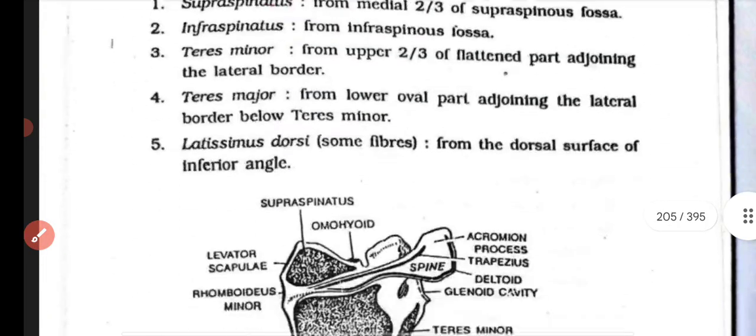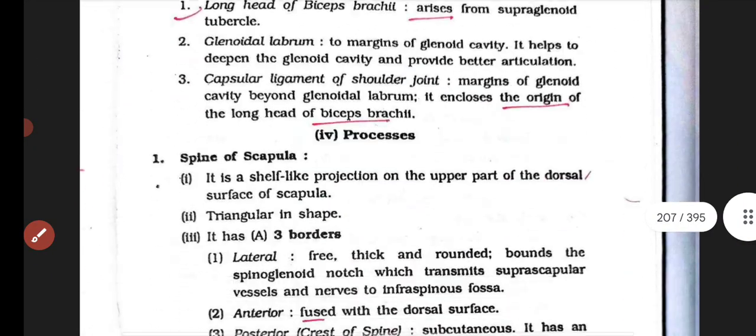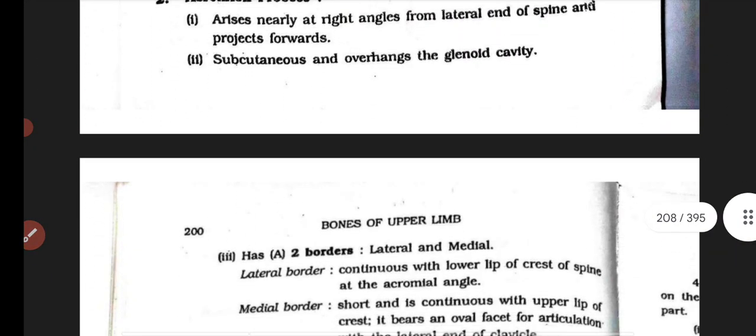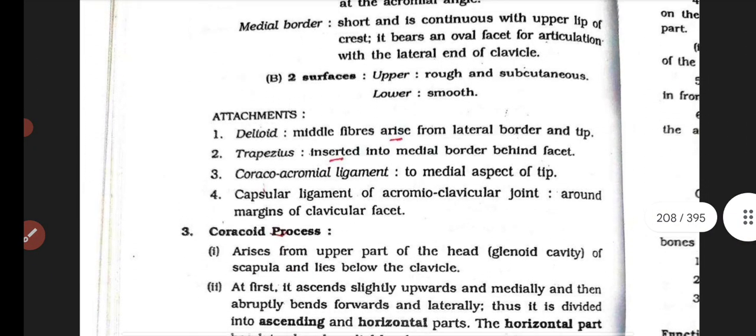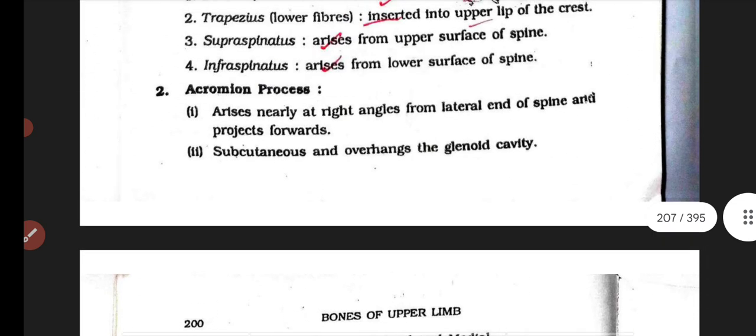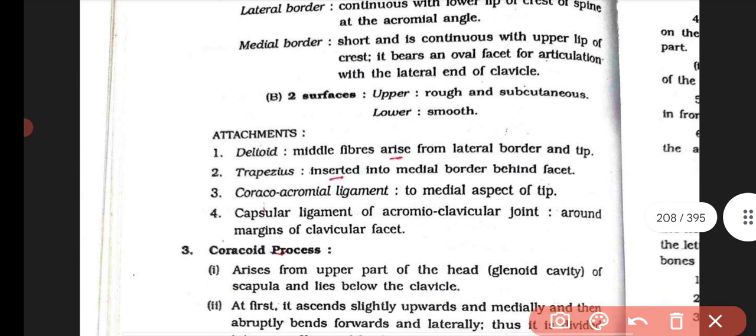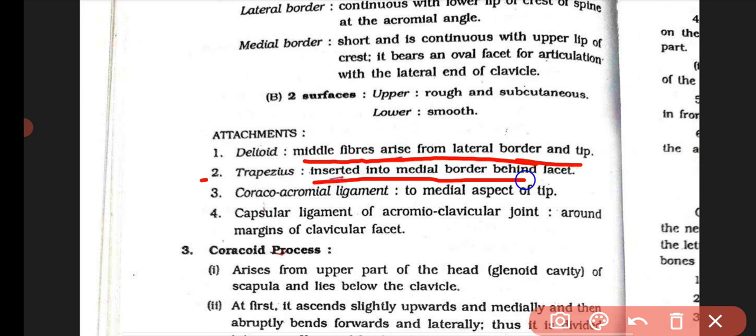Okay, and now we'll learn the muscle attachments in the acromial process. The middle fibers of the deltoid arise from the lateral border, trapezius inserts on the medial border behind the facet, the coracoacromial ligament attaches to the medial aspect of the tip, and the capsular ligament of the acromioclavicular joint.